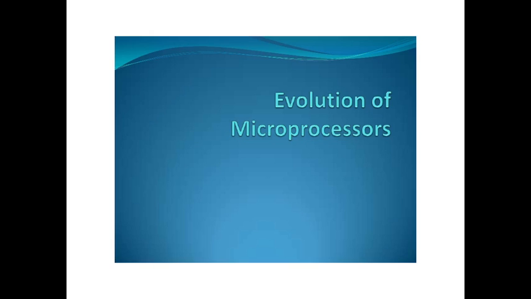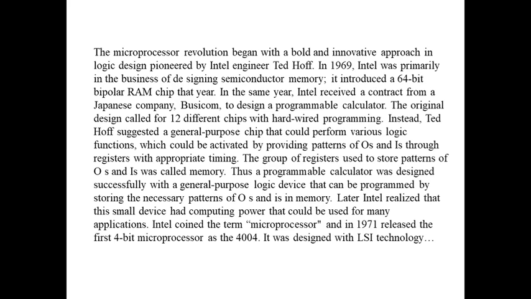Now let us talk about the evolution of the microprocessor. Let us go back in history and see how microprocessors evolved. Here there is a text and I am just reading this part. The microprocessor revolution began with a bold and innovative approach in logic design pioneered by Intel engineer Ted Hoff. In 1969, Intel was primarily in the business of designing semiconductor memory, right? So it introduced a 64-bit bipolar RAM, random access memory chip, in that year.